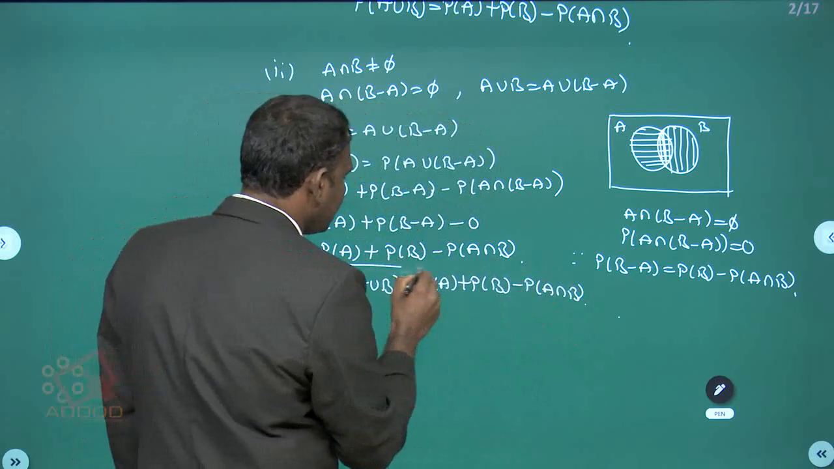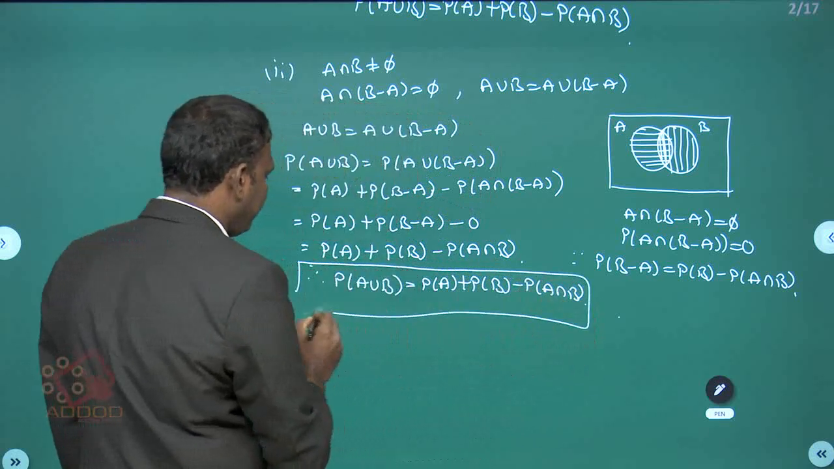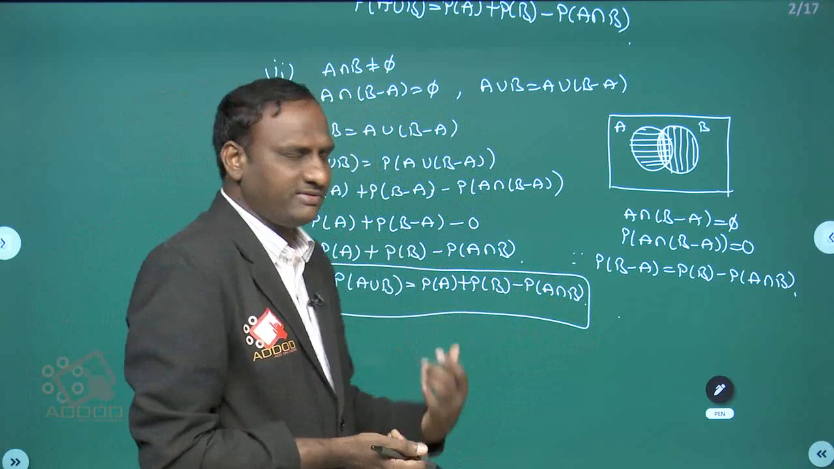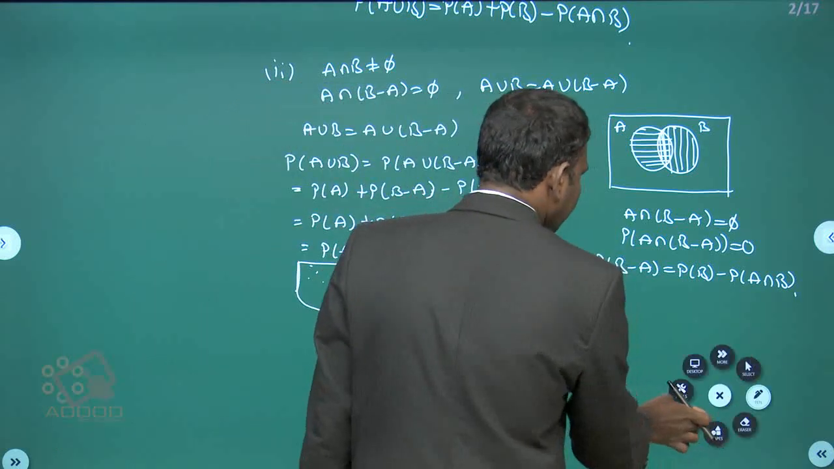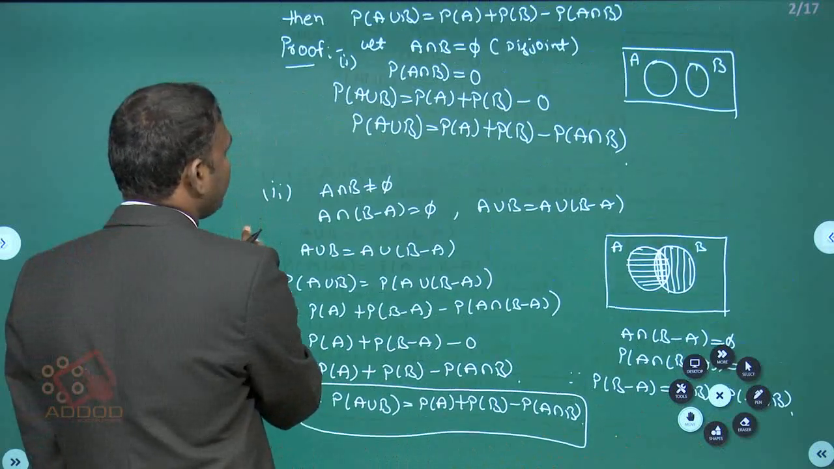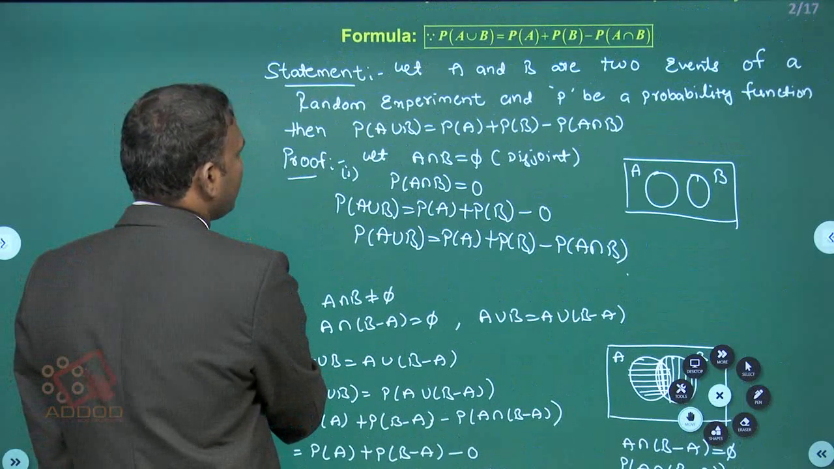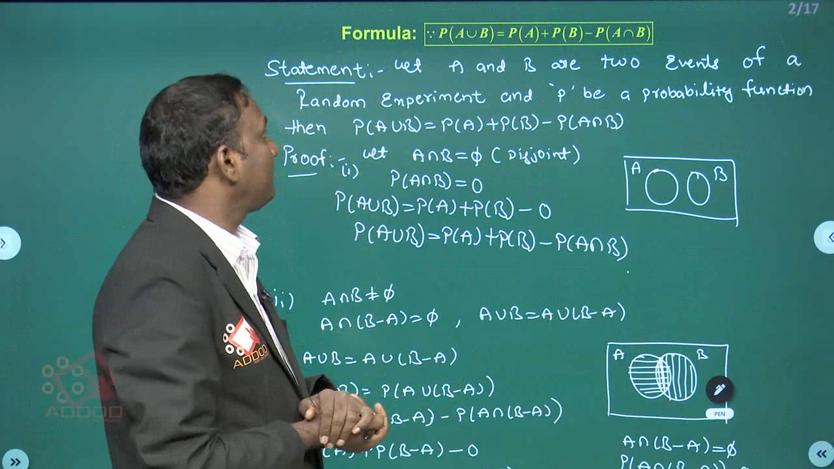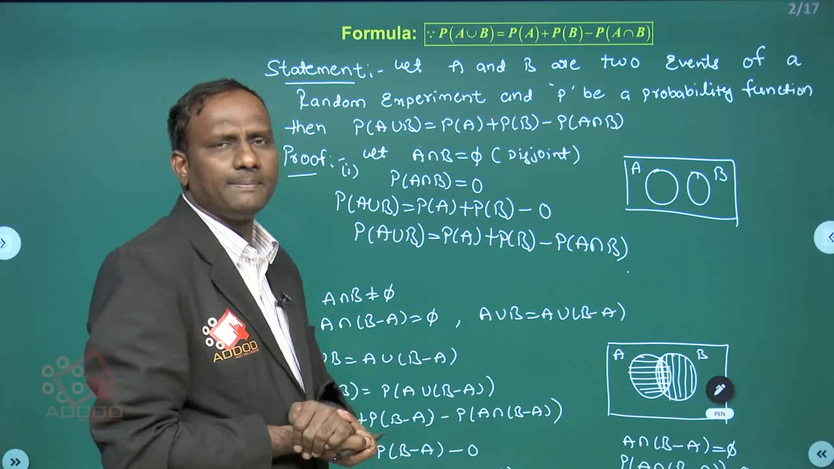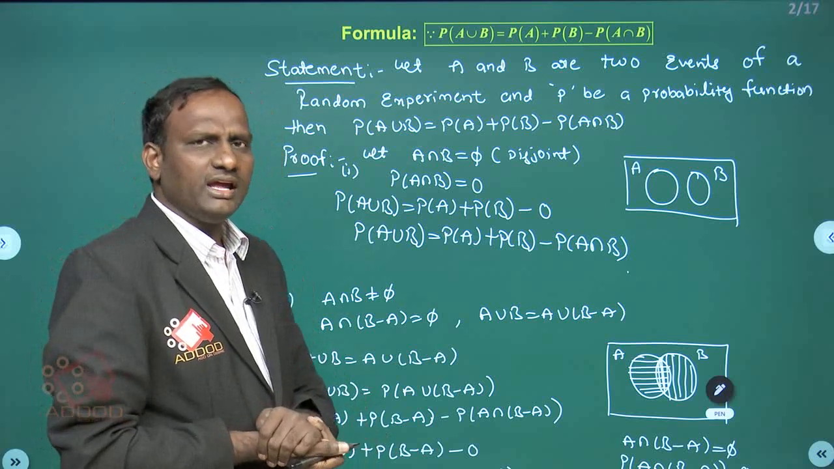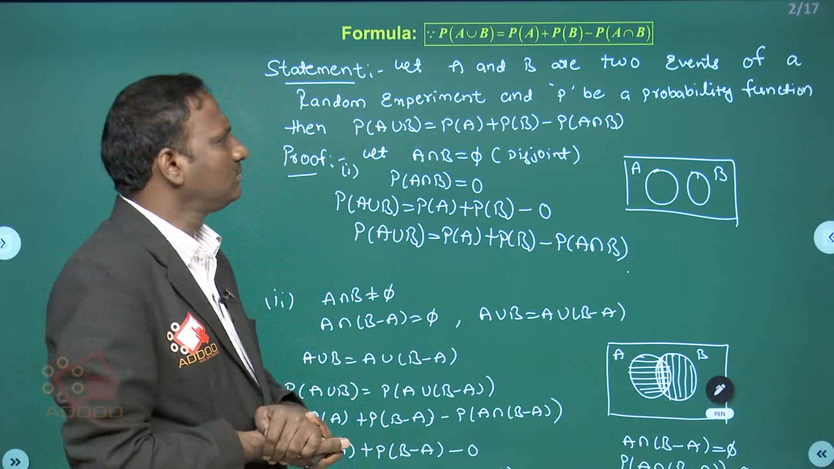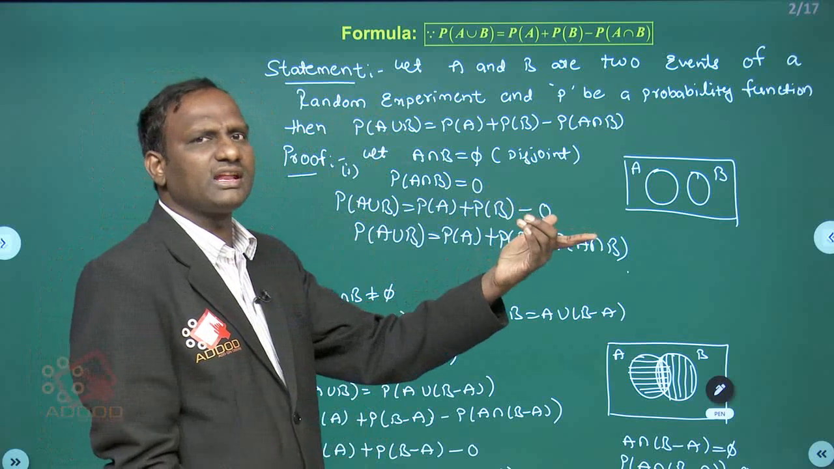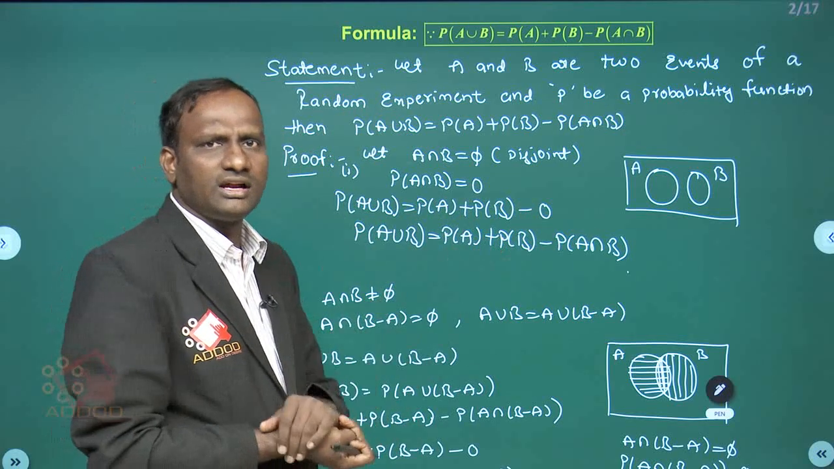This is the addition theorem on probability. We can discuss one more time, because this is the most important theorem. In general, they may ask in the exam: state and prove the addition theorem on probability. What is the statement? Let A and B be two events of a random experiment, and P be a probability function. Here P of A is greater than 0, P of B is greater than 0. In general, you can read that also.